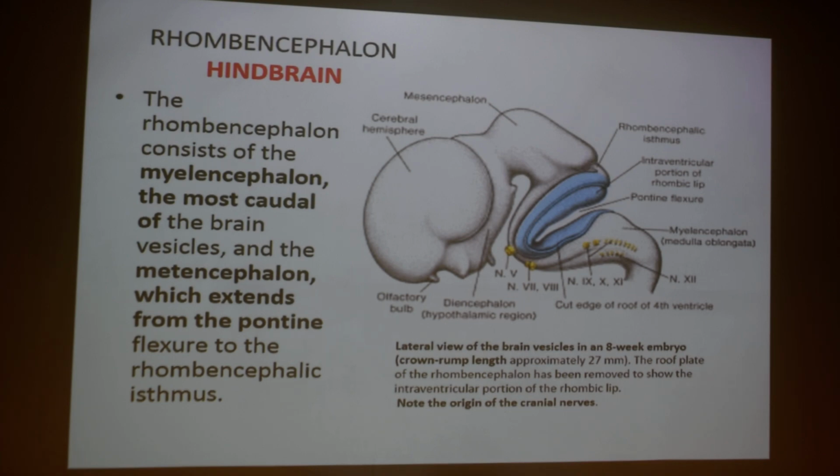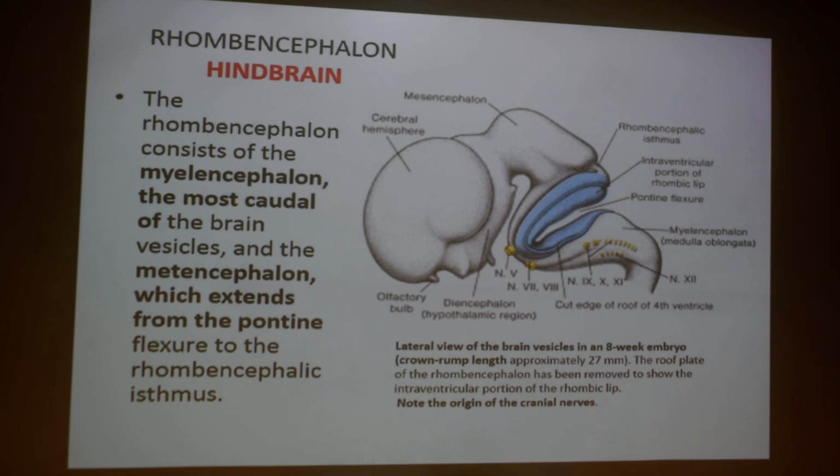Okay, so what you are seeing here is the pontine flexure and this is the rhombencephalic isthmus. The area between the pontine flexure and the rhombencephalic isthmus is going to give rise to the metencephalon, and this area which is below or caudal to the pontine flexure is the myelencephalon. Myelencephalon is going to give rise to the medulla. Metencephalon is going to give rise to the pons and cerebellum.